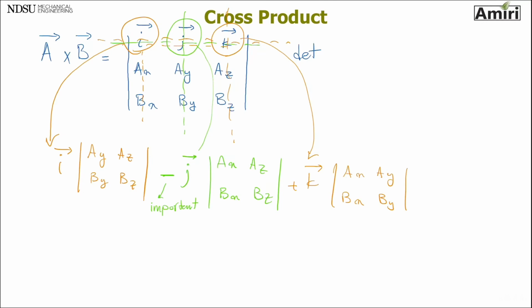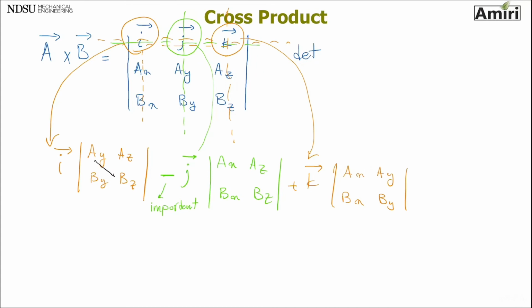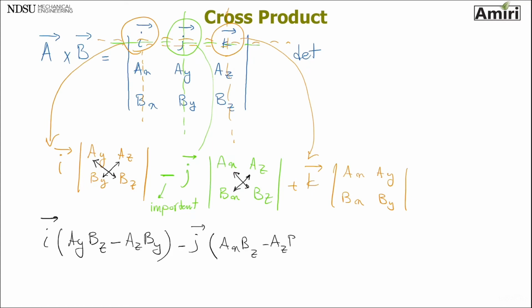Finding the determinant of a 2x2 matrix is much easier. It's just these two multiplied by each other minus these two. So it's basically I times (AYBZ minus AZBY). For J, it's these two minus these two, AXBZ minus AZBX. And for K, same thing, these two minus these two, AXBY minus AYBX. And this is how you calculate the cross product of two vectors.